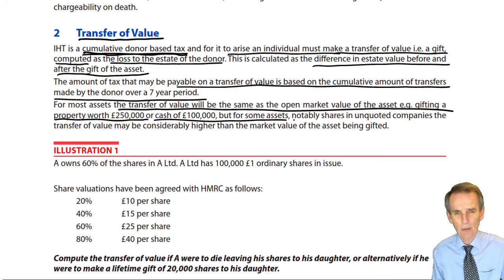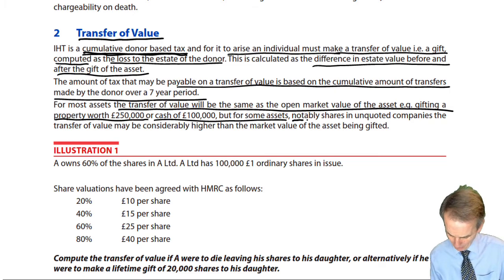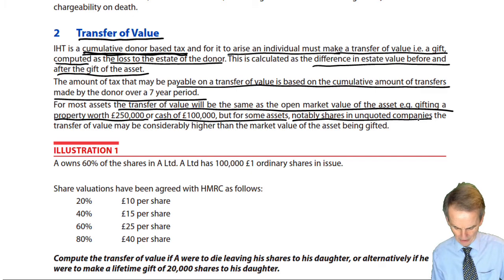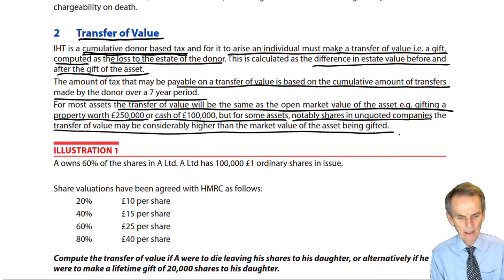But of course, often we see this principle being tested, so it's not just going to be computed as that market value. We must understand it to be, as we've now said several times, the loss to the estate of the donor. And as we mentioned a few minutes back now, that is most notably tested when dealing with shares in unquoted companies, where the transfer of value may be considerably higher than the market value of the asset being gifted. And that is because in unquoted companies, the valuation of a shareholding held by a taxpayer in that company is a function of the percentage shareholding, the number of shares that they have in that company. The bigger the shareholding, the greater the control that that individual exerts over that particular company, and therefore the higher the price per share.